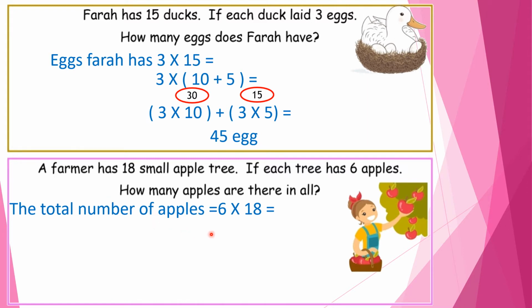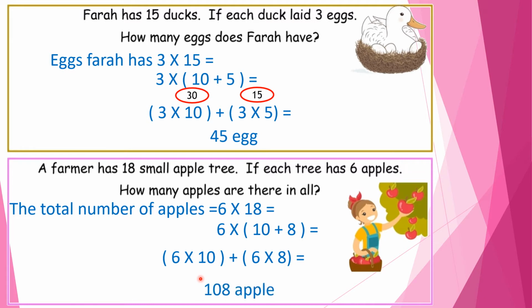So 6 by 18, I can't find it, so I will decompose 18 into 2 parts. It's easier for me to find 10 plus 8 because the multiplication fact of 10 is easy for me. So now I will distribute it into 6 by 10 plus 6 by 8. 6 by 10 is 60 and 6 by 8 is 48. So I will add them together. It's going to be 108 apples.